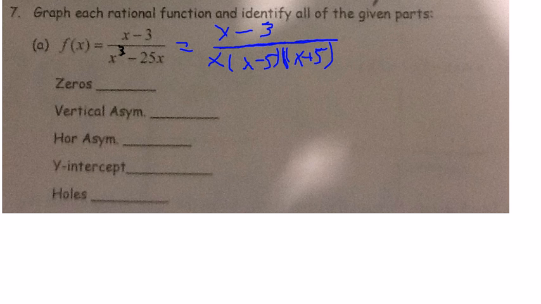So to get my zeros, I go ahead and see what makes the top of the fraction 0. Well, x equal to 3 does. For my vertical asymptotes, I look at what makes the bottom equal to 0. Well, 0, 5, negative 5, and that's why I factor. I'll make it equal to 0.